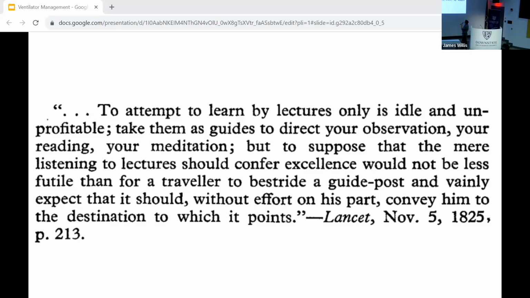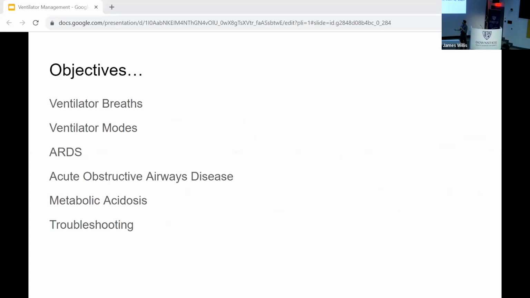To attempt to learn by lectures only is idle and unprofitable. Take them as guides to direct your observation, your reading, your meditation. But to suppose that the mere listening to lectures should confer excellence would not be less futile than for a traveler to bestride a guidepost and vainly expect that it should, without effort on his part, convey him to the destination to which it points. With that said, I'm going to give you a lecture.